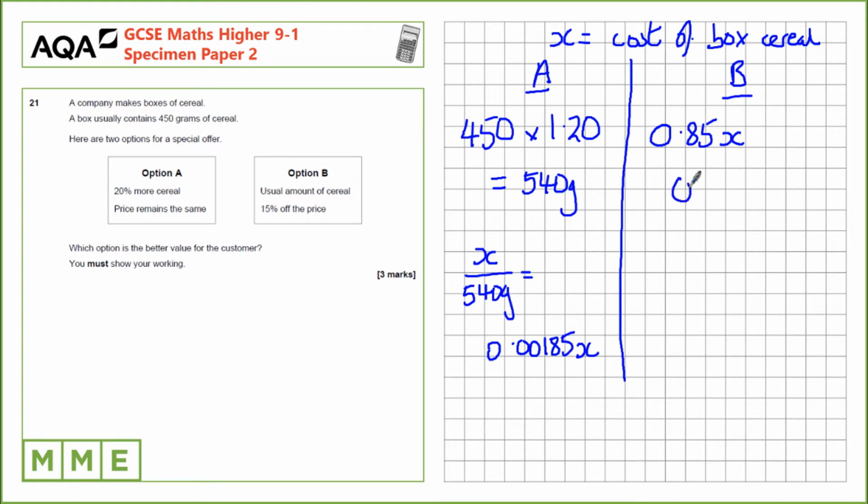If we want to know the price per gram, we take the cost, as we did before, and divide it by the number of grams. In this case, there's 450 grams in the box because it's the usual amount of cereal. If we make that division, we get 0.00188x. So we can now compare these two. We see that this one is the smaller number. We've got x in both of them, but the coefficient here, the number in front of it, is lower. So in this case, we want to select option A as better value because the cost per gram is lower.